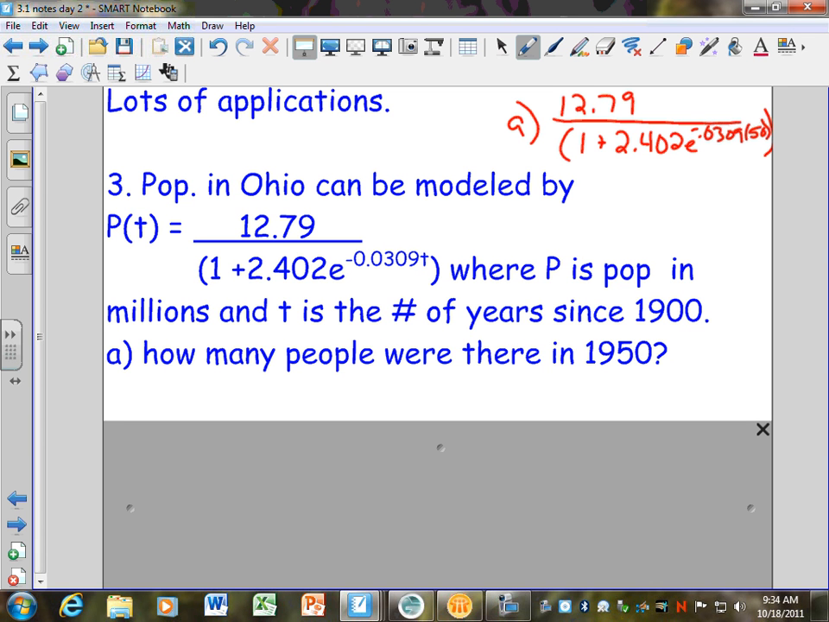If this were me, I would probably type the whole thing in at once, but I want to show you how I'm going to write lots of stuff here. I'm going to type the bottom in my calculator, because I can do that all at once. 1 plus 2.402 times e, and my calculator automatically puts e caret parenthesis, so you just type what goes in the parenthesis: negative 0.0309 times 50, and close the parenthesis. I didn't do the top yet, so let's see if we agree on the bottom. I got 1.512375115.